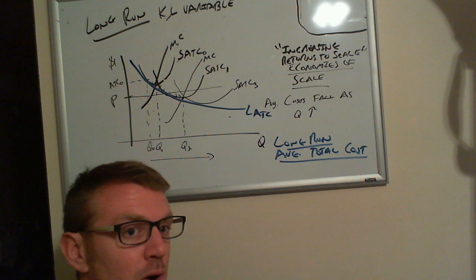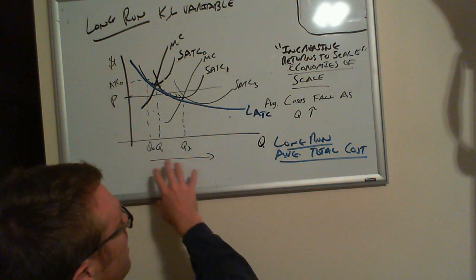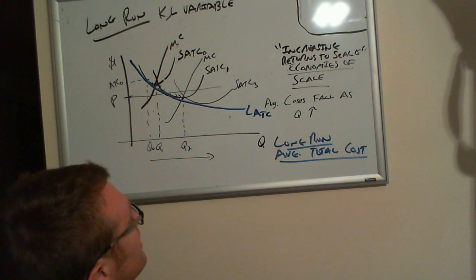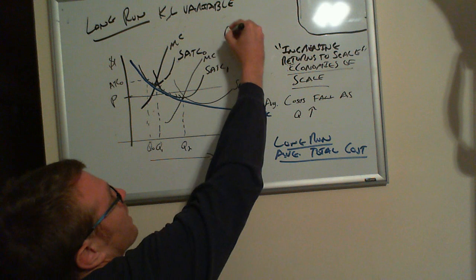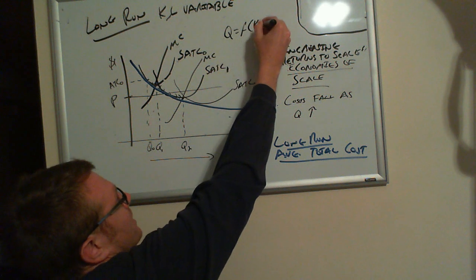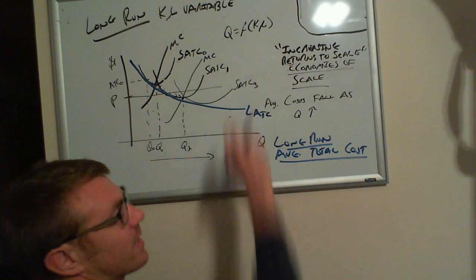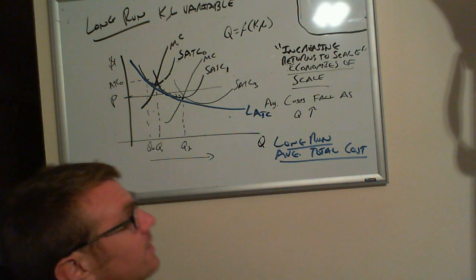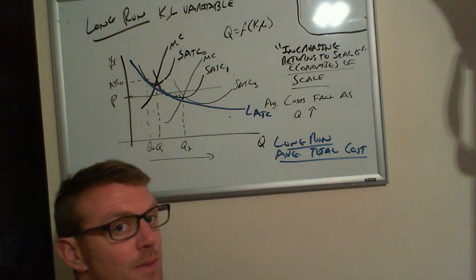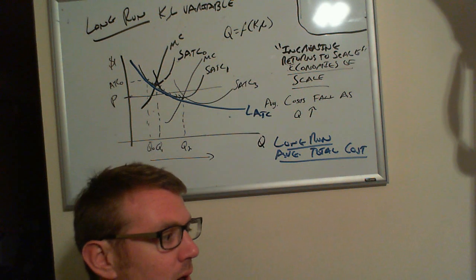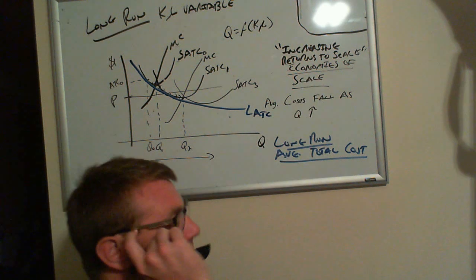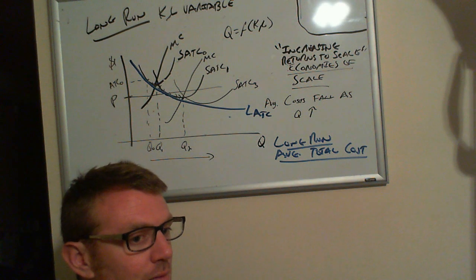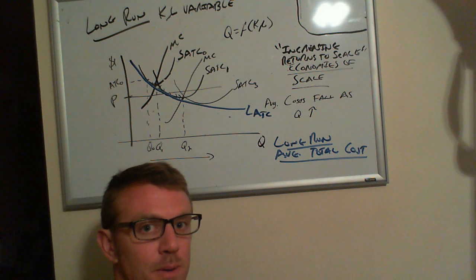Firms have control of the size of the firm, and they can grow the firm by, remember, quantity equals some function of capital and labor. So they can increase labor or they can increase capital to become a bigger firm. In the short run, they can only do it with L. In the long run, they can do it with K and L. And it turns out firms that are in economies of scale industries have decreasing costs when they choose to scale up their business.